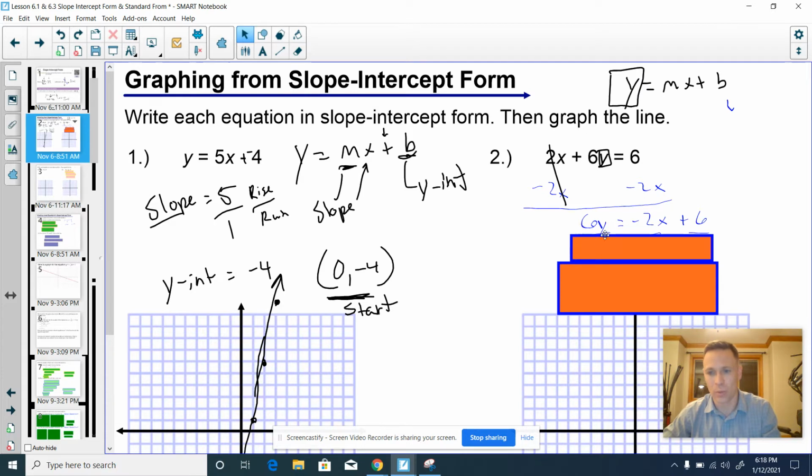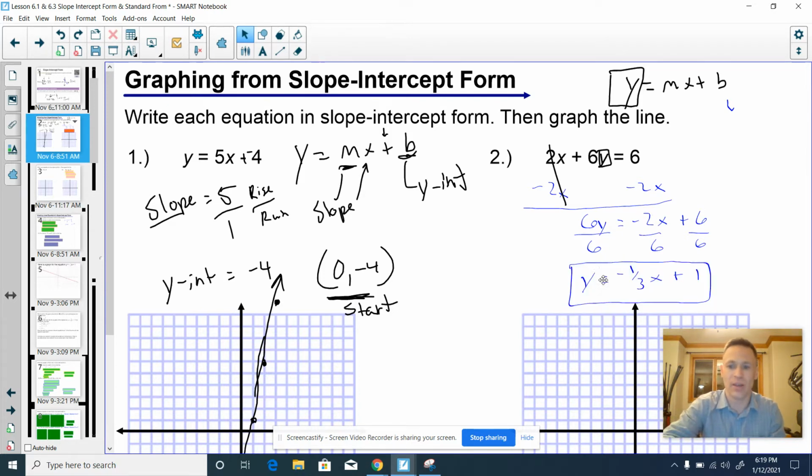Last thing is to say, well, what's happening to y? y is being multiplied by 6, so I have to undo that by dividing by 6. So the thing about this is I have to divide everything by 6, right? So not just the 2, not just the 6, but both of them. So I write it individually. The other thing is that when we have our slope, we always want a simplified fraction. So let me simplify this.